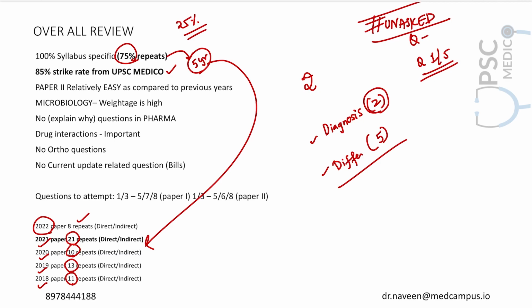Paper 2 is relatively easy. Paper 1 is a little tough in comparison, but overall the paper was easy. It can be done. It is easy to score. Okay, and microbiology, this time the weightage was high.